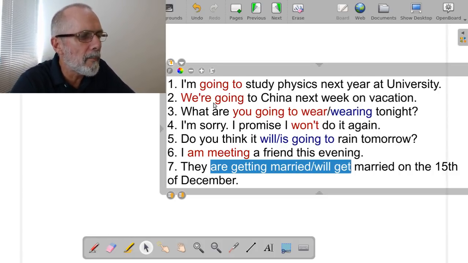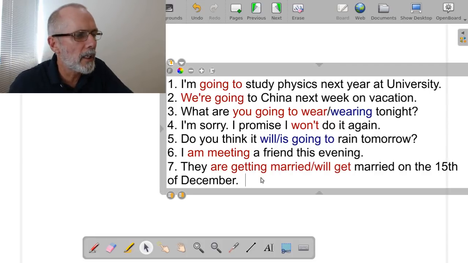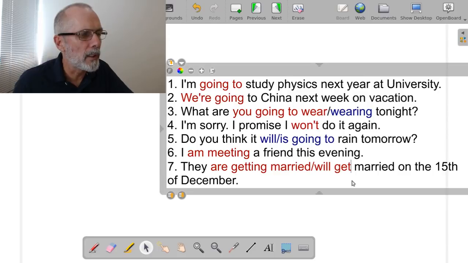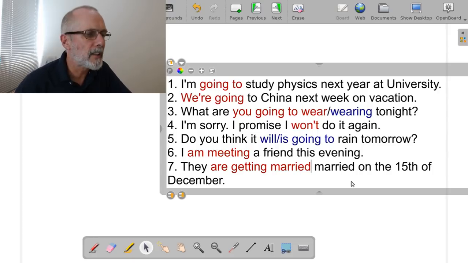Miguel, will get married. Coyote, will get married. Unfortunately, both incorrect. This is an arrangement. What do we need to use for arrangements? We need to use the present continuous.